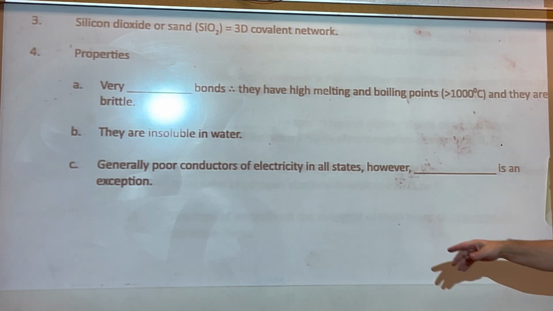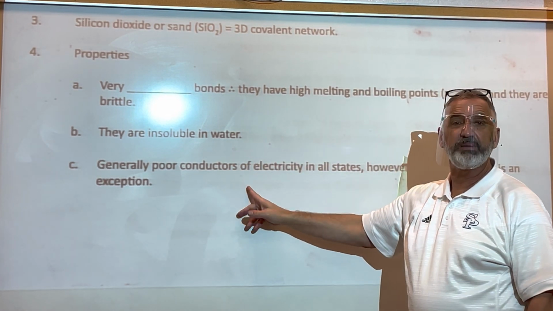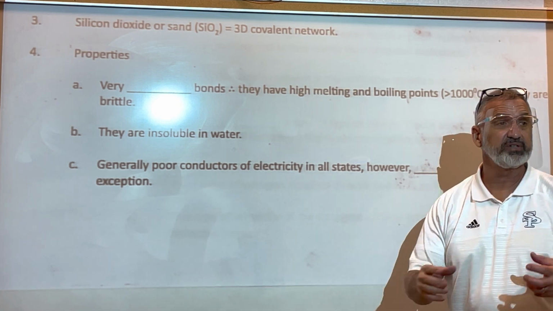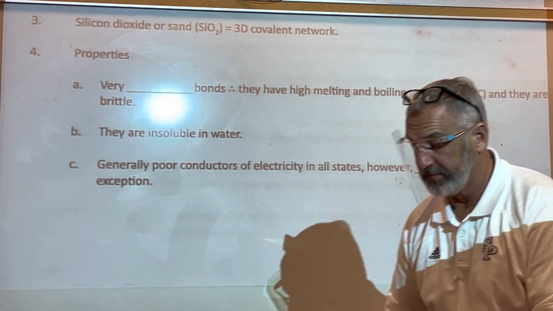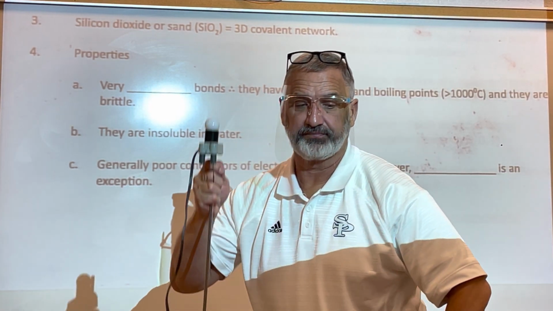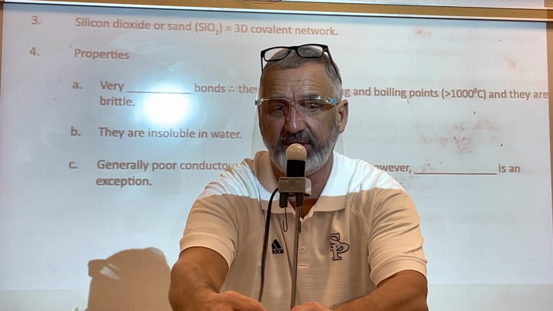Okay? Diamonds, we know diamonds and graphite, they're insoluble in water. They're generally poor conductors of electricity because they're neutral atoms, so there's no charged particles, so they can't flow. However, graphite is an exception. I may have shown you this already one time earlier in the year.